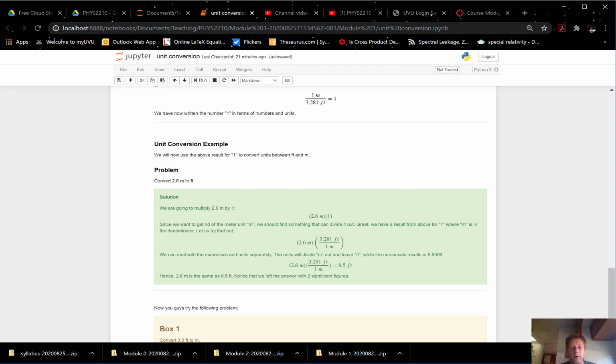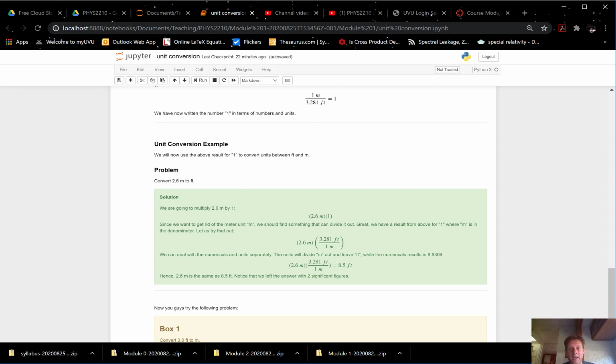So I can now separate out numbers and units. I'm going to treat the numbers from the algebra I know, how you do multiplication, division, and so forth. But I'm going to treat the units exactly the same way, as if I could just multiply and divide by them. Okay? So now we have 2.6 times 3.281. That gave us 8.5, taking into account significant figures, because 2.6 only has 2 sig figs. And then we have meters times feet divided by meters. Well, that's feet. So 8.5 feet. Voila, we're done. We now have 2.6 meters is equal to 8.5 feet. And we did that by multiplying by 1.